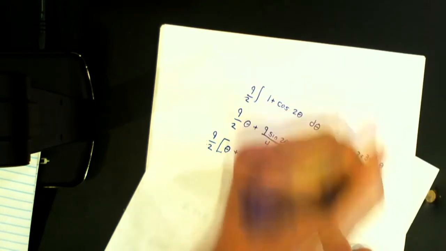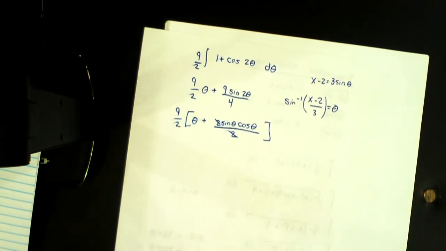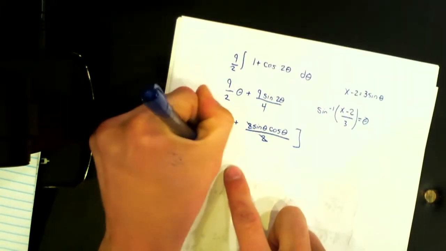Oh, wait, I have a question. Yes. Where did that cosine theta come from? After you integrate cosine 2 theta, you get sine 2 theta over 2. Okay, like I was saying before, sine 2 theta, we can convert that with the double angle formula. Okay. You got it? Yeah. All right, perfect. So now we have something a little easier to work with, 9/2.